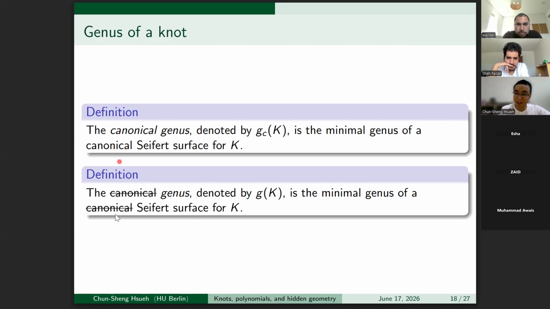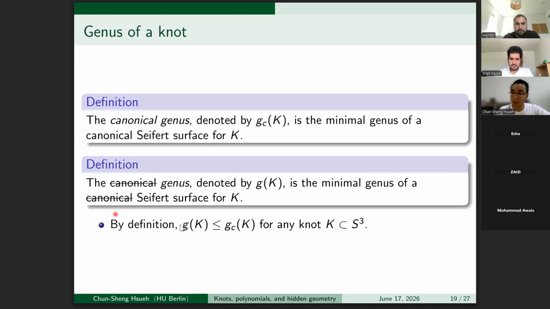So what does that mean? It means there are Seifert surfaces that cannot be obtained using Seifert's algorithm. And this is what I want to sketch a proof for you. So the fact that these two invariants, the genus and the canonical genus, are strictly different.